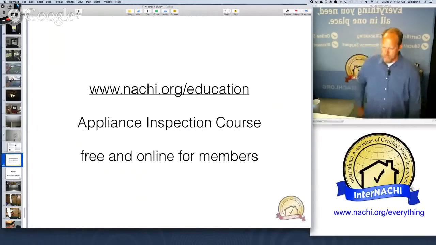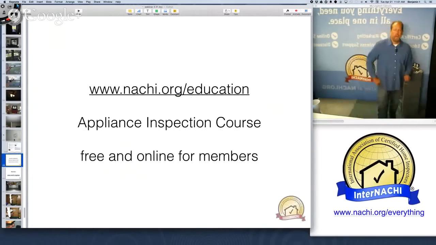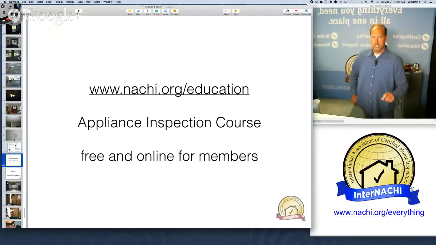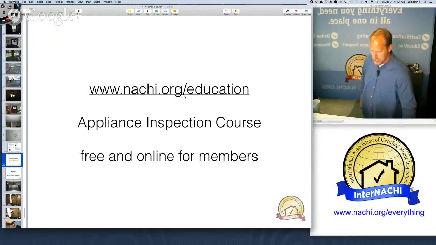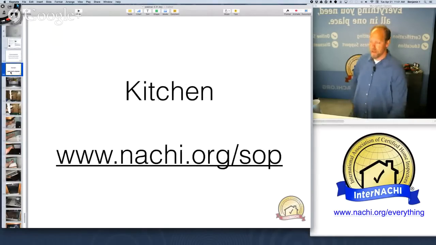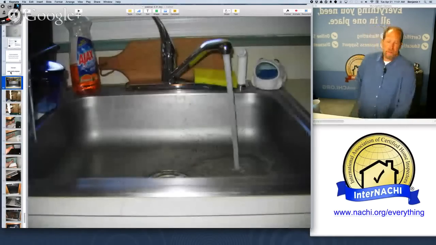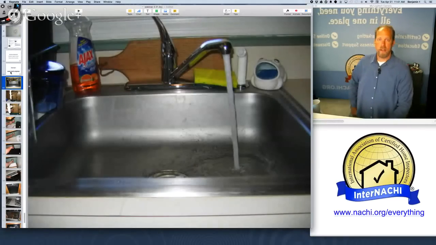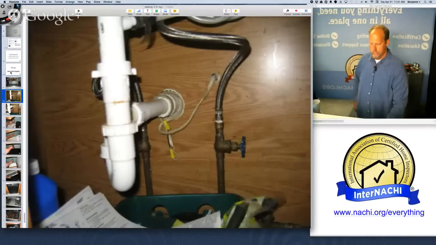And before we get to the kitchen, we actually have an appliance inspection course. It's online and free to our members. And it's on our education page that we mentioned before, nachi.org/education. So if you're unfamiliar with how to inspect a kitchen, we actually have a how to inspect a kitchen course, essentially an appliance course. But simply run water, look for leaks.